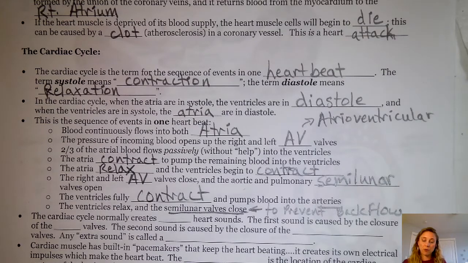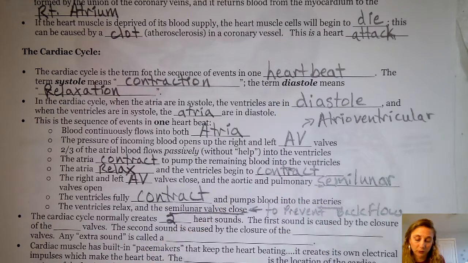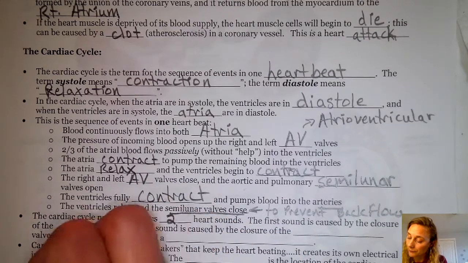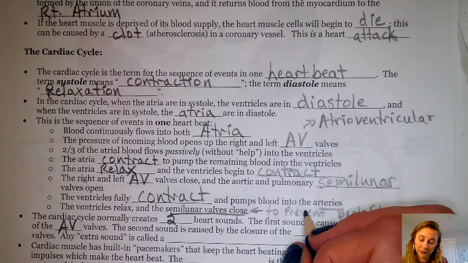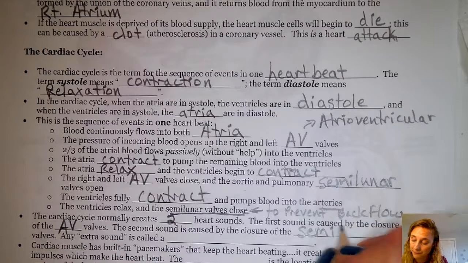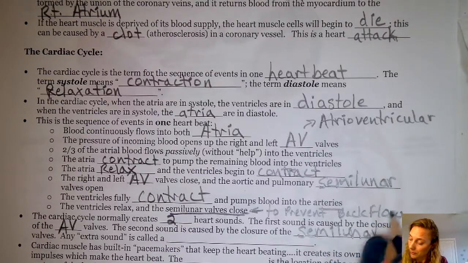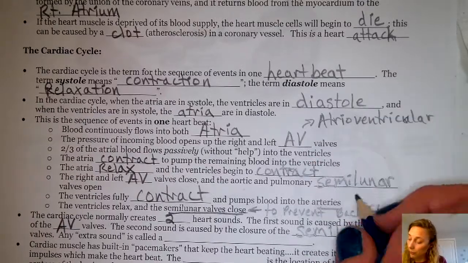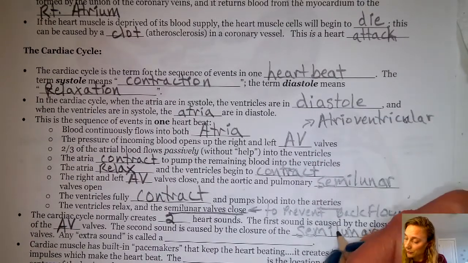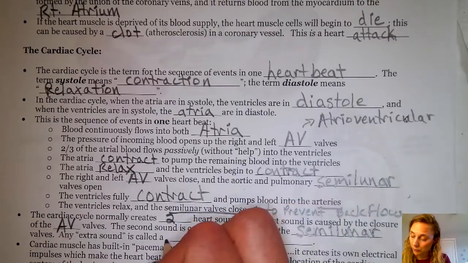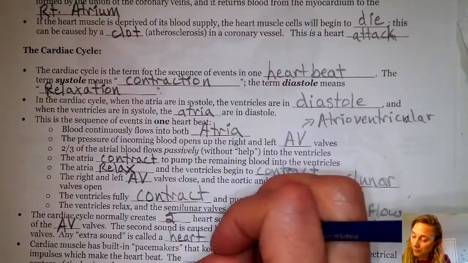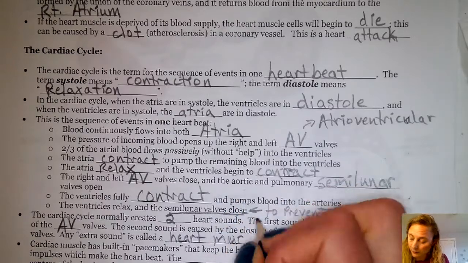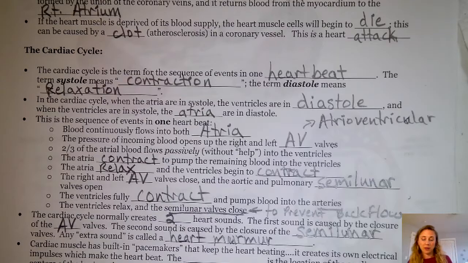The cardiac cycle normally creates 2 heart sounds, though, because of these 2 sequences. The first sound is caused by the closure of the AV valve. So it's a slapping of the valve that you're actually hearing. The second sound is caused by the closure of the semilunar valves. You have lub-dub, lub-dub. Any extra sound we call a heart murmur. The heart's murmuring, it's having extra sounds. That's probably some possible prolapsing of the valve, or the valve's not quite closing all the way, or it's sort of snapping extra. All right. Other things can be happening too.